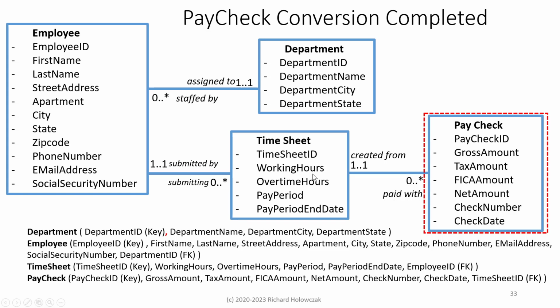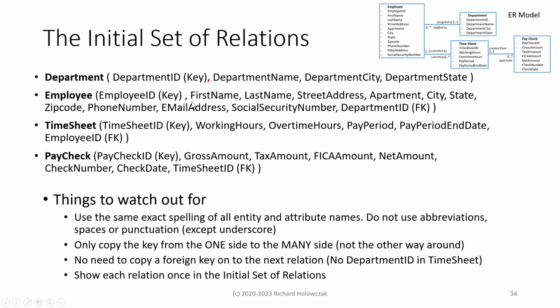So we've got 4 entities that turned into 4 relations. And we can see how they are connected through their foreign keys. This is probably what you will see most of the time. You'll see a bunch of one-to-many relationships, and we just have to connect them by copying over our foreign keys. We'll call this the initial set of relations. So from this entity relationship model, we do the conversion, and now we have this initial set of relations.